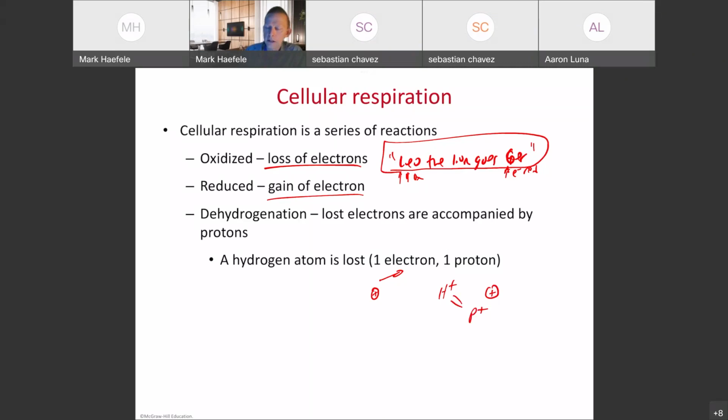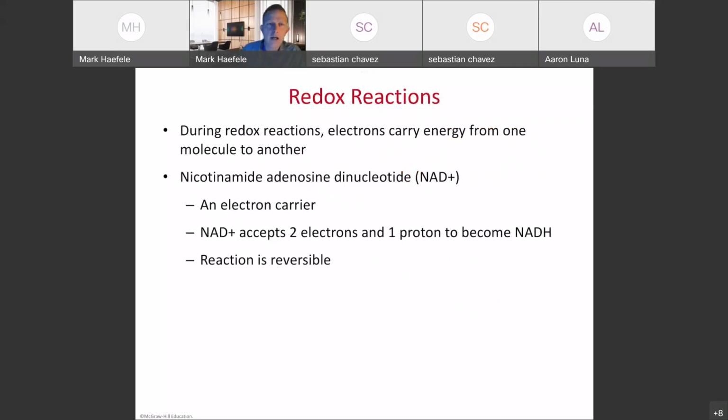So you'll hear the terms used interchangeably: hydrogen ion gradient, proton gradient. They're the exact same thing because a hydrogen ion is basically a naked proton. That's pretty much what it is. So there are a couple of molecules that are going to be important in terms of driving these redox reactions. When you're driving these redox reactions, you have to have molecules that will receive the electrons, and then some that will give them away.